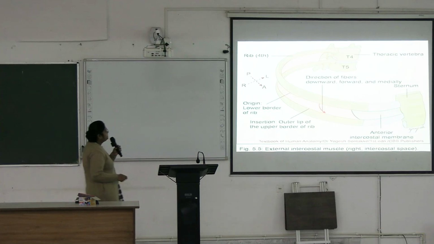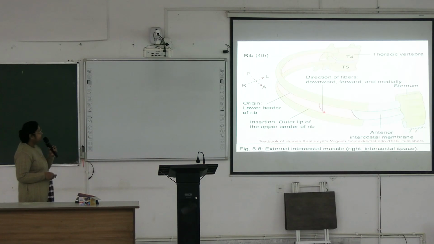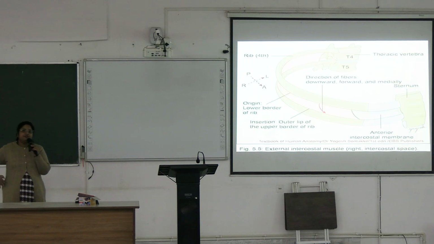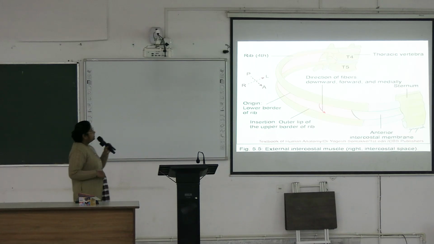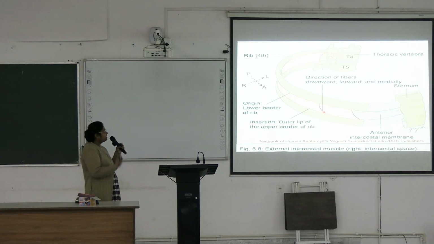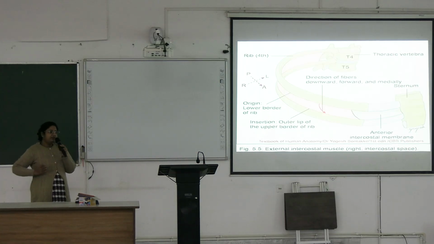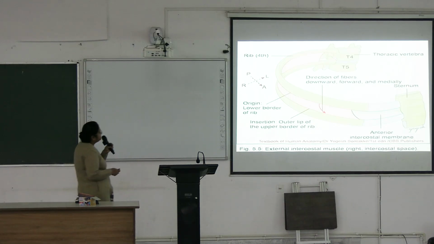See here, external intercostal and its fiber direction is important. Fiber direction has been shown. Fiber direction is downward, forward and medially, like this. Like you are putting your finger inside the pocket, downward, forward and medially. Okay, this is the direction of fibers of the external intercostal. And for internal intercostal, it will be at a right angle to the external intercostal. That's why the fiber directions are important for identifying the muscle.